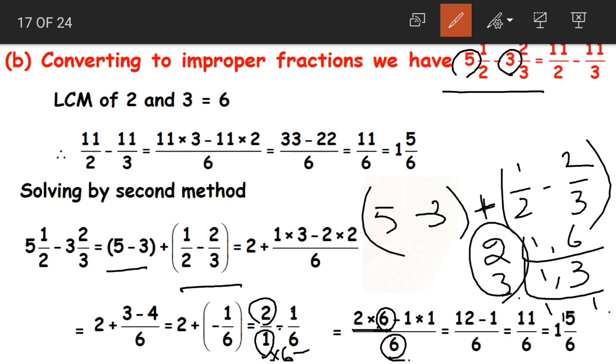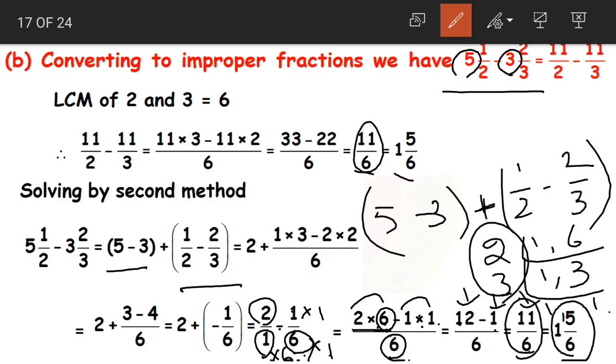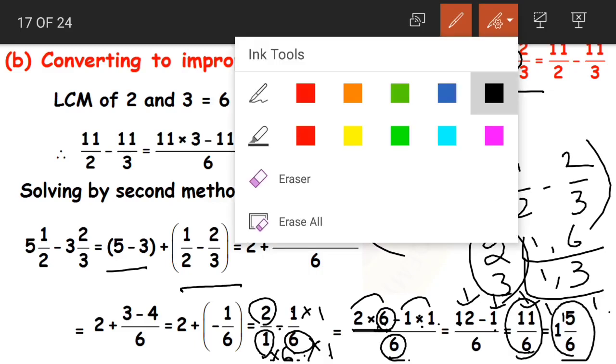Minus 1 into, the denominator is 6 here. We need to multiply it with only 1 to get 6. 6 ones are 6. So we are multiplying the numerator with 1. Now 2 6s are 12 and 1 ones are 1. 12 minus 1 gives us 11, which is the same answer as the first method. Now 11 by 6 converted into a mixed number becomes what? It becomes 1 5 by 6.